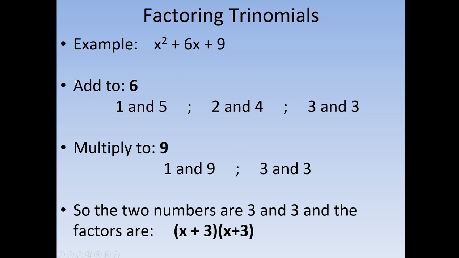Now, I started here with the addition part, but it's probably better to start with the multiplication part, since there's usually a lot fewer factors for that, and then see which of these will actually add up to the middle term. Be careful of negatives, because you're going to have to include them. For example, if this was 6x minus 9, then the multiplication could be 1 and negative 9, or 9 and negative 1. So pay attention to the negatives. Find the factors for that last term, see which one adds up to that middle term, and there you go.